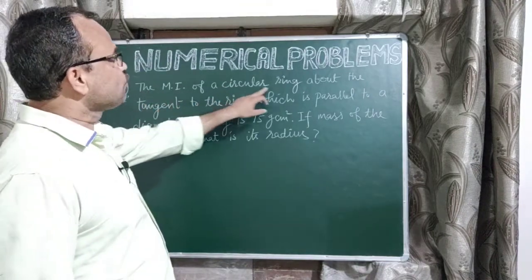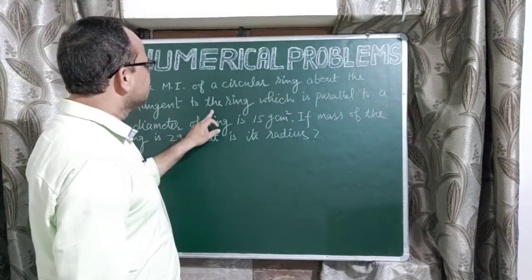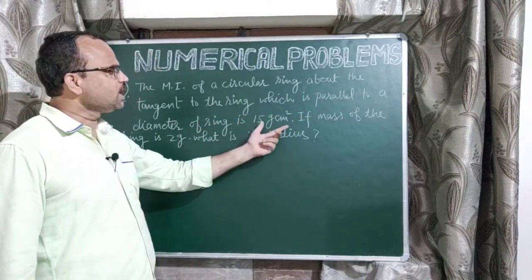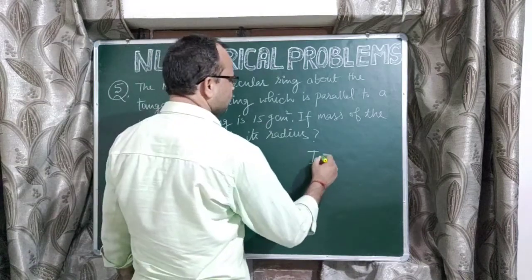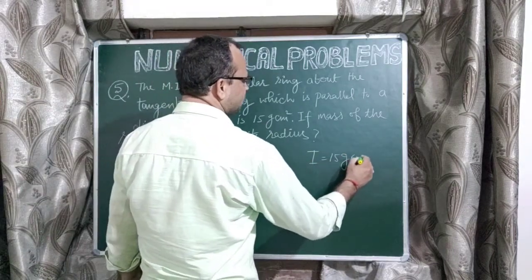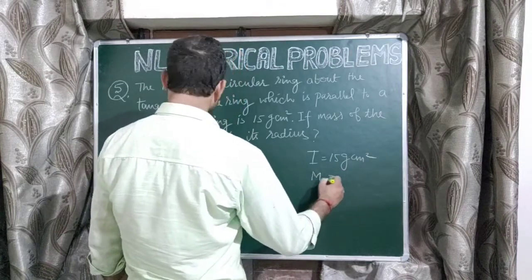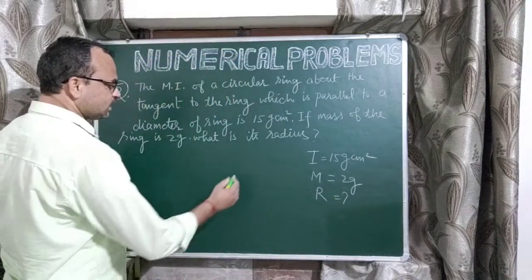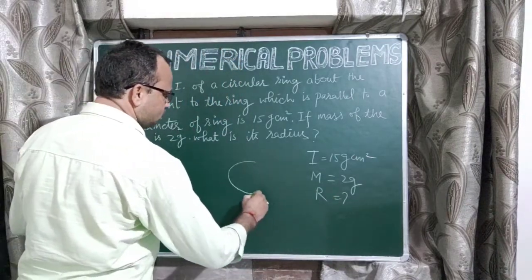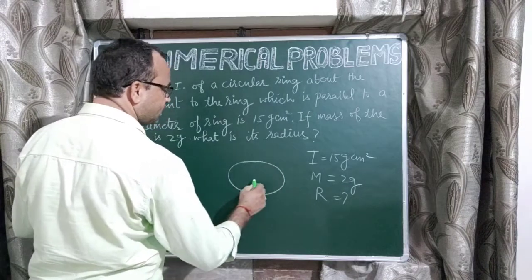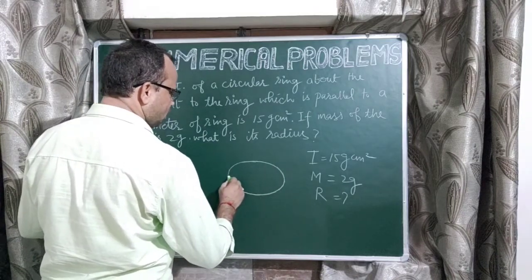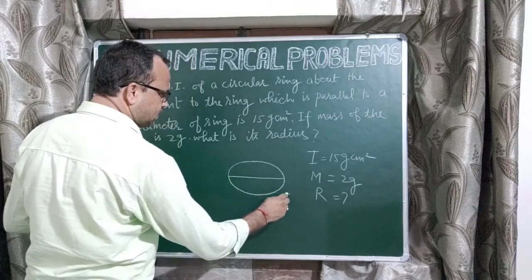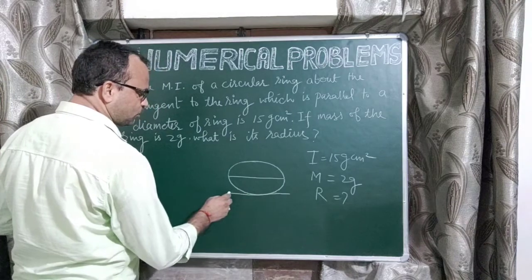The moment of inertia of a circular ring about the tangent of the ring which is parallel to a diameter is 15 gram centimeter square, meaning I equals 15 gram centimeter square, and the mass of the ring is given as 2 gram. We have to find the value of r. In this condition, this is a ring of radius r, and this one is the diameter, and this is the tangent to the circular ring.